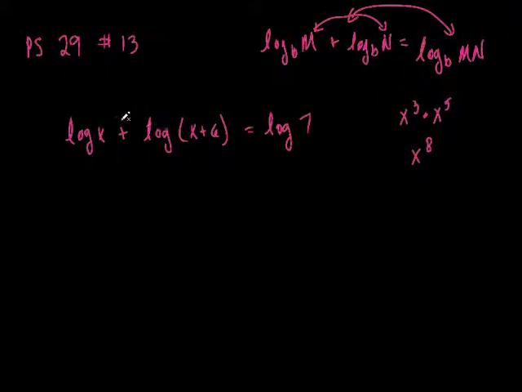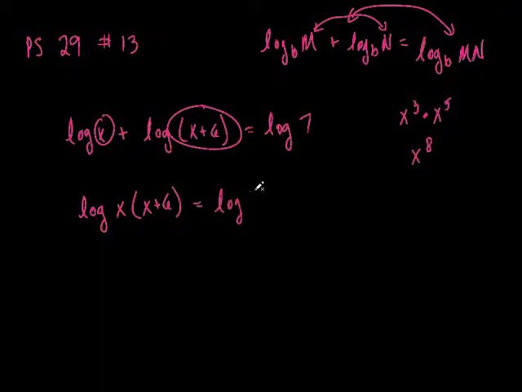So let's do this. If these things are being added together, what can we do? We can write one logarithm, and then what are we going to do with this and this? We're going to multiply them together, aren't we? So let's do that. Let's just write it out first before we distribute, so you see what the rule is.